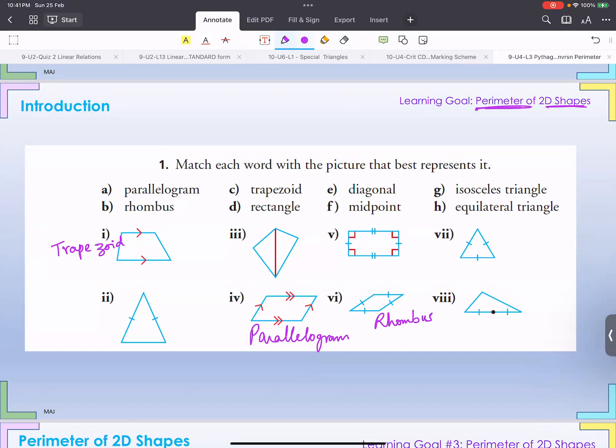So trapezoid, there's also something called an isosceles trapezoid. An isosceles trapezoid is basically a trapezoid where two lines are parallel and the opposite sides or the non-parallel sides are equal. So if this side is equal to this side, then it becomes an isosceles trapezoid, okay? Right, rectangle, oh, we know that. And diagonal, if you join opposite ends, that's a diagonal.